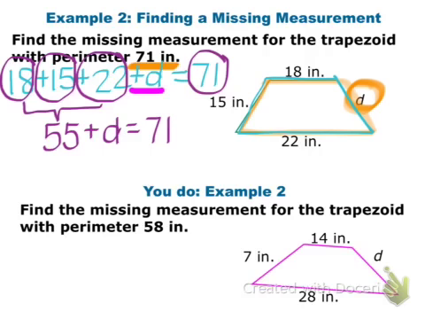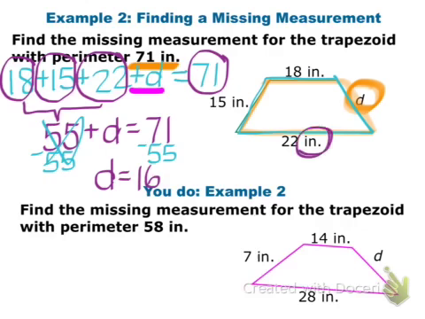So to solve for D, you want to get rid of plus 55. So you're going to subtract 55 from both sides, which cancels that out. So you're left with D equals 71 minus 55, which is a total of 16. Over here you can see that we've measured in inches, so our unit is going to be inches. So this right here, D, is 16 inches.